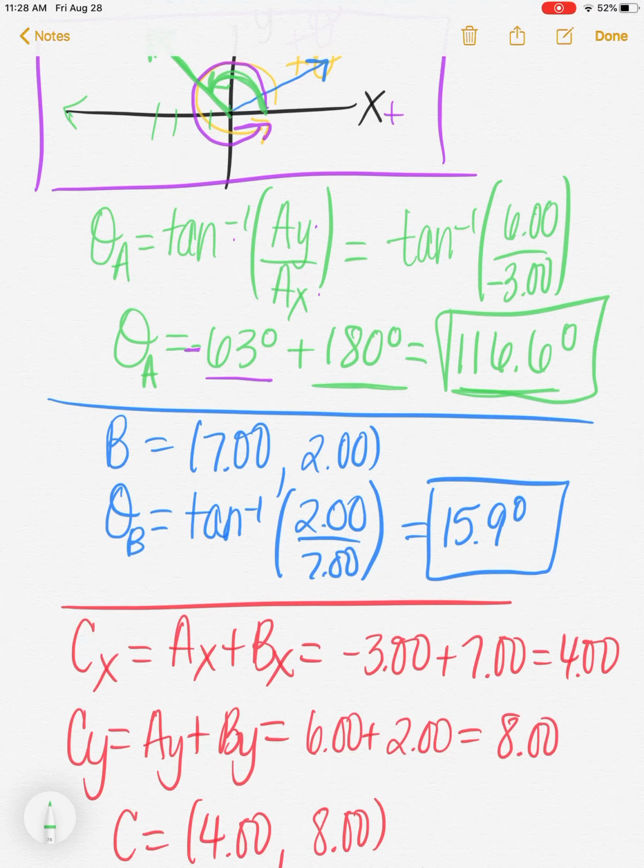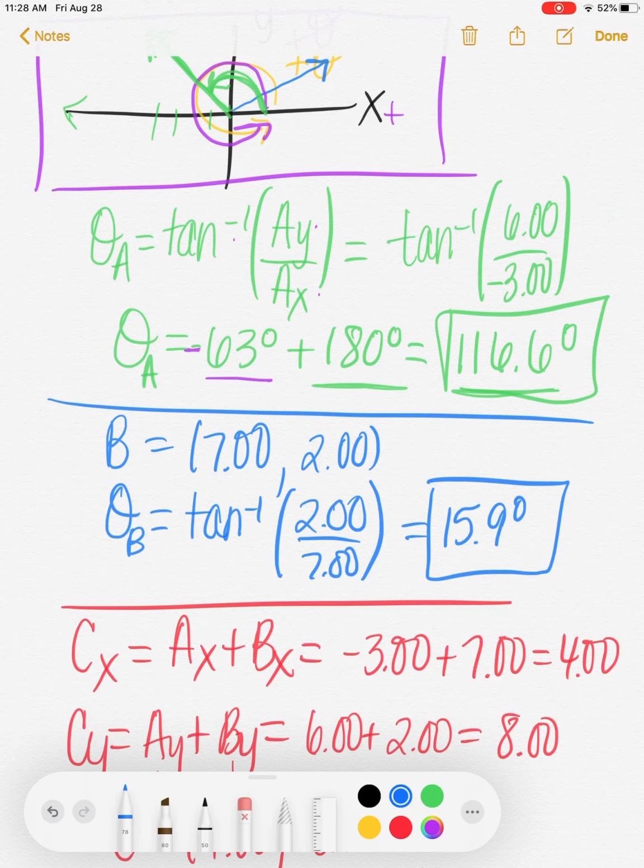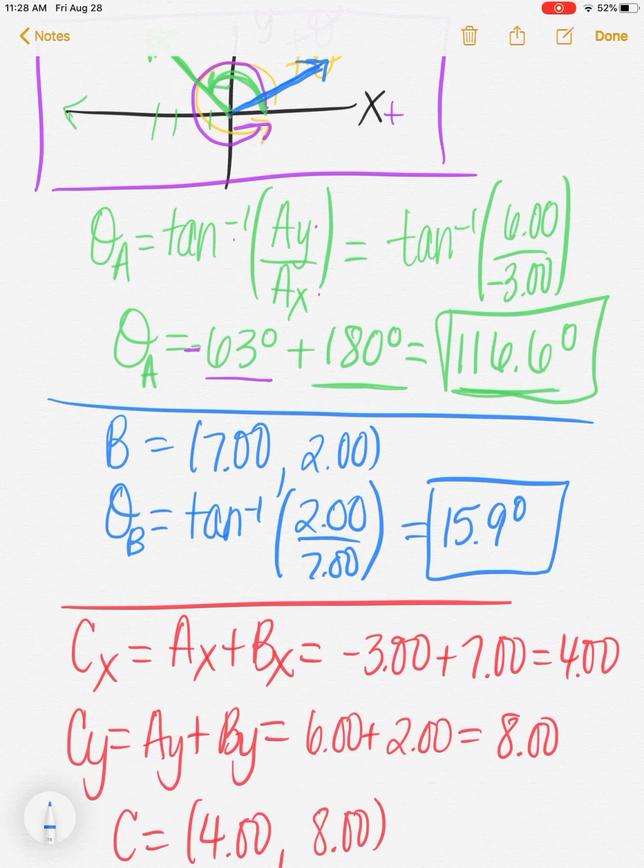Thankfully, component B is 7, 2. So vector B falls in the first quadrant and would look something like that on your diagram. I do the same thing and take the inverse tangent of the y component over the x, so 2 over 7. That gives me an angle of 15.9, which seems to make sense with my diagram.